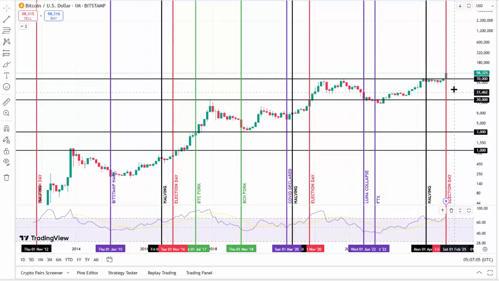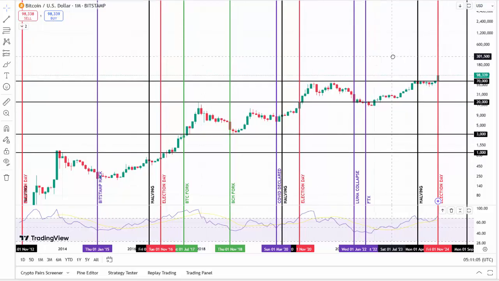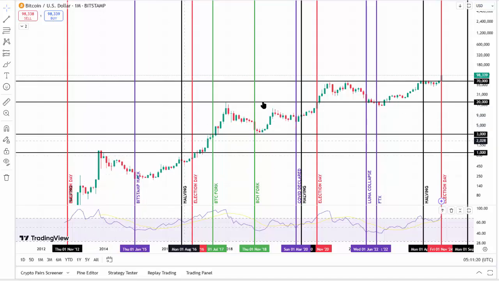We just had the breakout from the previous all-time high at around 70K. So I think this marks the beginning of the parabolic move. I don't have a price target yet. That's something we're going to have to pay attention to, day by day, week by week. But we can actually estimate when it's going to happen based on time frames, because the 4-year cycles are always pretty exact.